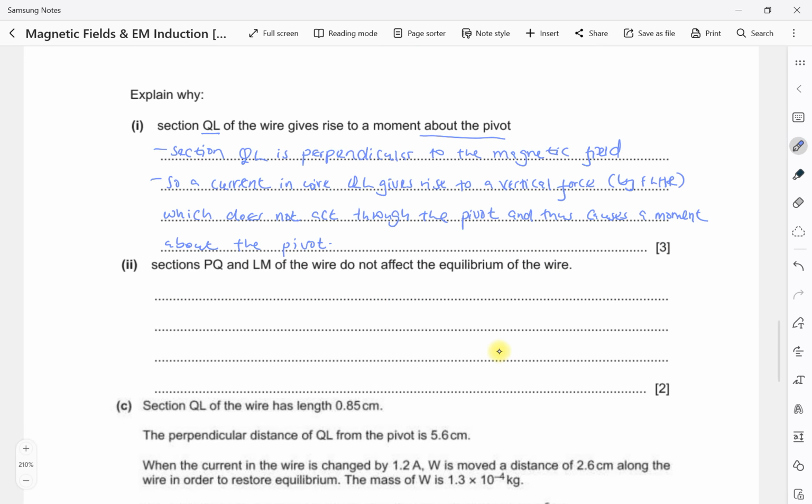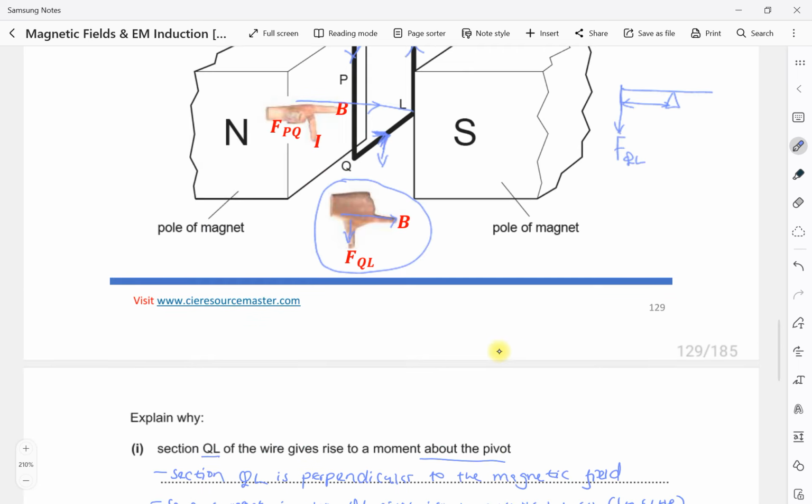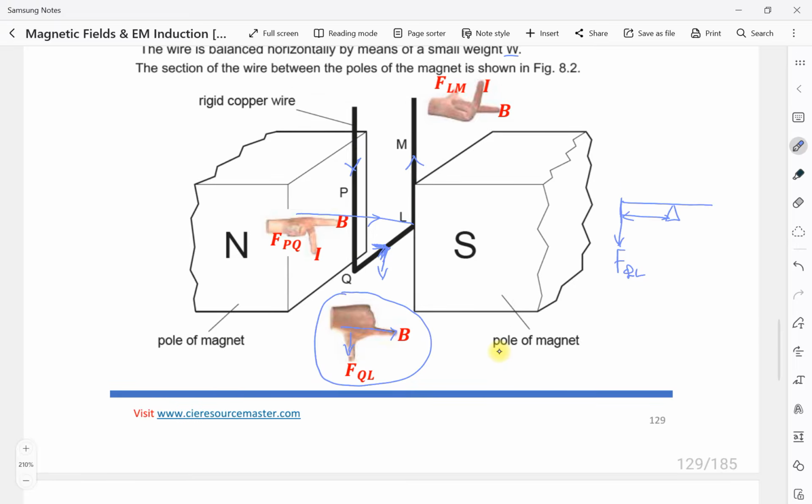Okay. Then section PQ and LM of the wire do not affect the equilibrium of the wire. So when you look at section PQ, the current is downwards. That's why you see the second finger is pointing downwards, but the direction of the field is still the same. When you use your left hand with the first finger pointing towards the right hand side and the second finger pointing downwards, you'll see that the thumb is going to be pointing towards you if you are holding the paper in the vertical plane. If the paper is on a table, the thumb is going to be pointing towards the roof.